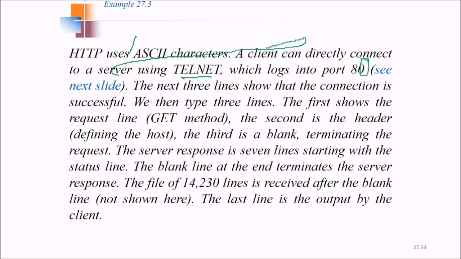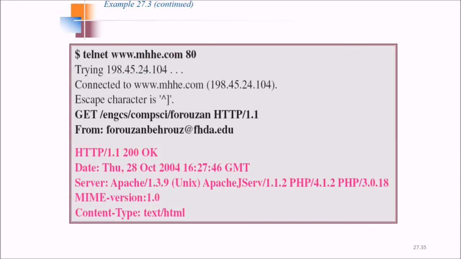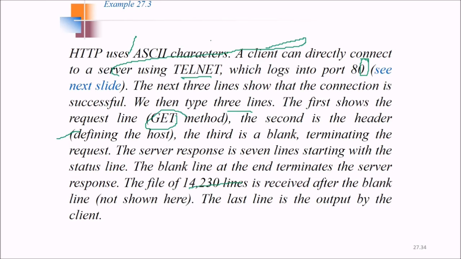So the next 3 lines show that the connection is successful. We then type 3 lines. The first shows the request line, that is we are using the get method here. The second is the header, and the third is blank, terminating the request. So the server response is 7 lines, starting with the status line. The blank line at the end terminates the server response. The file of this many lines is received after the blank line, and the last line is the output by the client. This is how we are connecting through telnet.